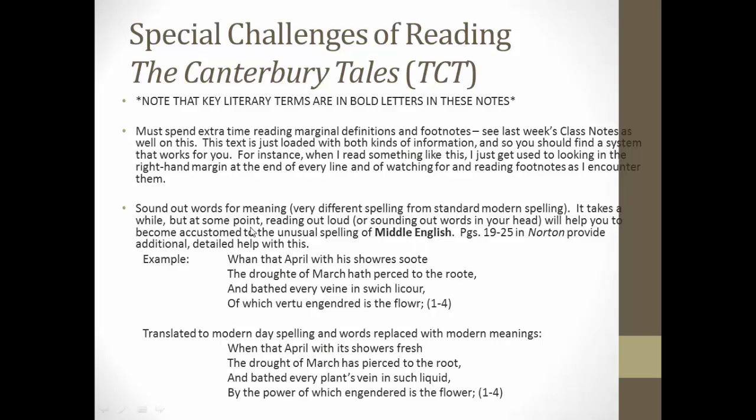And so what I have underneath that is a translation that includes any of the definitions of words that were given in the marginal notes or the footnotes. I changed those around, and then I just modernized the spelling even more. So the translation I came up with was, when that April with its showers fresh, the drought of March has pierced to the root, and bathed every plant's vein in such liquid, by the power of which engendered is the flower. Now, this is still kind of a word-by-word rendering, right?